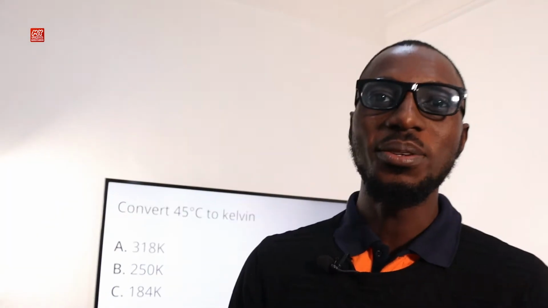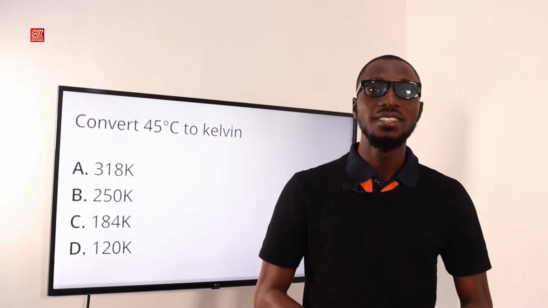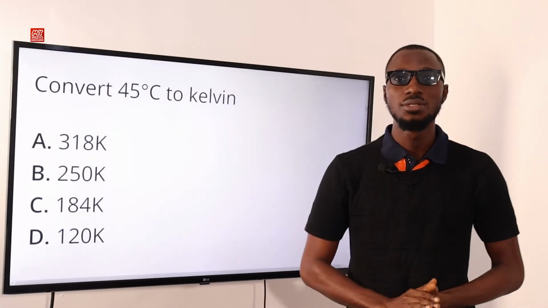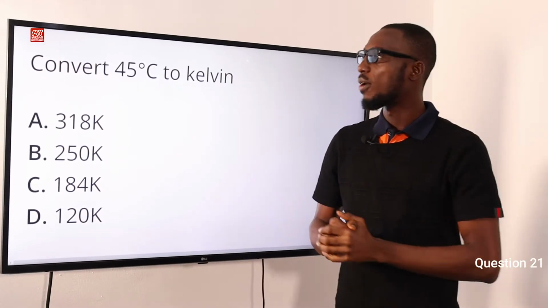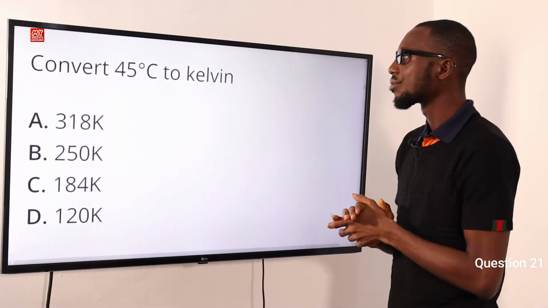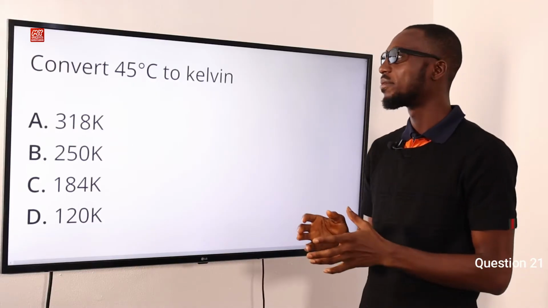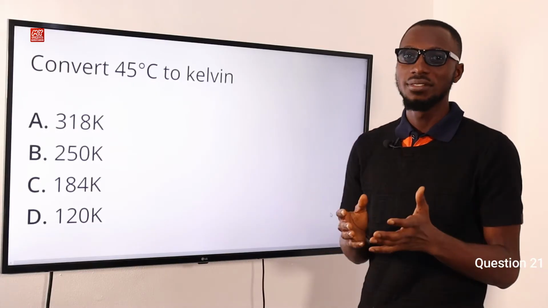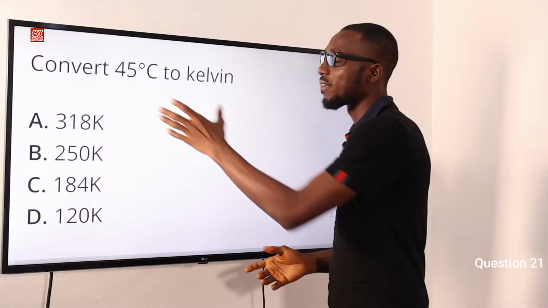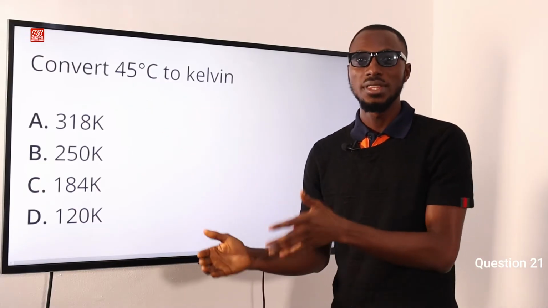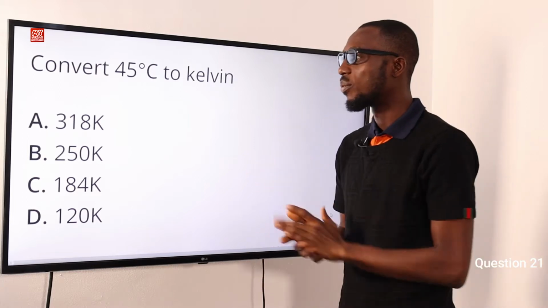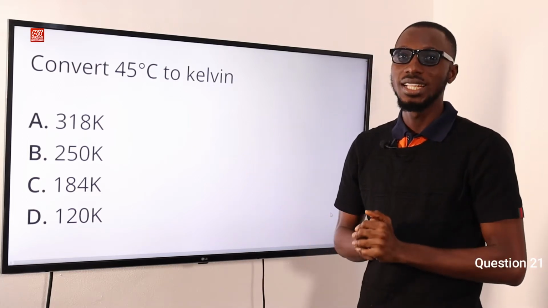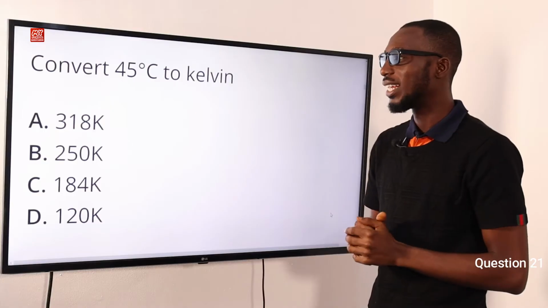You're welcome back to my school channel, and in this video segment we are solving questions 21 to 40. So let's start with question 21. Convert 45 degrees Celsius to Kelvin. When we are moving from the Celsius scale to the Kelvin scale, you add your Celsius value to 273. So 45 plus 273 gives us 318. So the correct option here is option A, 318 Kelvin.